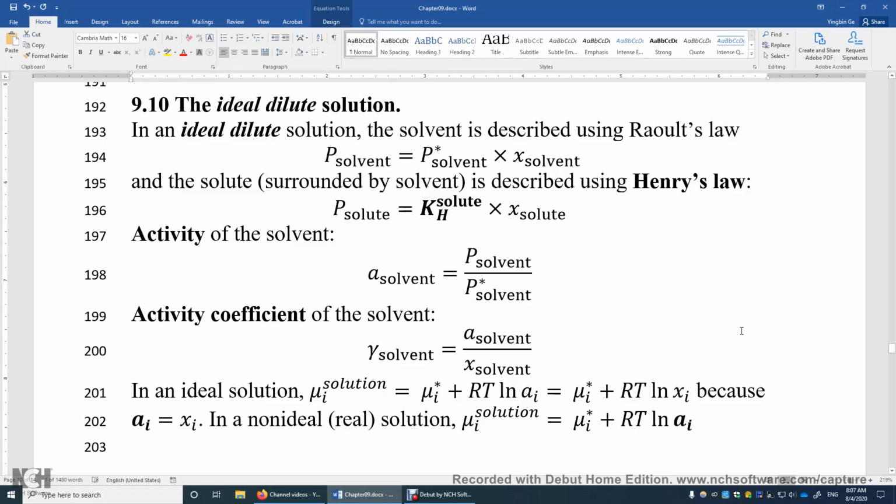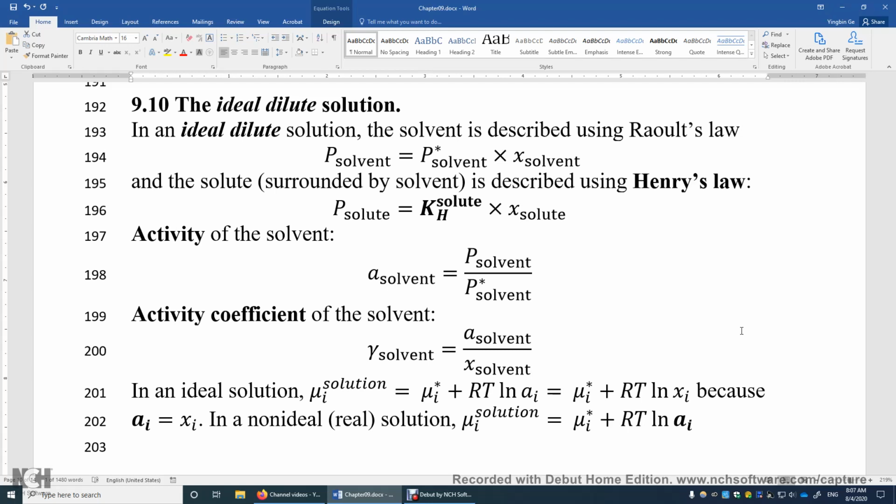Section 9.10, the ideal dilute solution. So first, what's the difference between the ideal solution and the ideal dilute solution? In an ideal solution, you have two components, A and B. The attraction between A and B is the same as that between A and A and that between B and B.